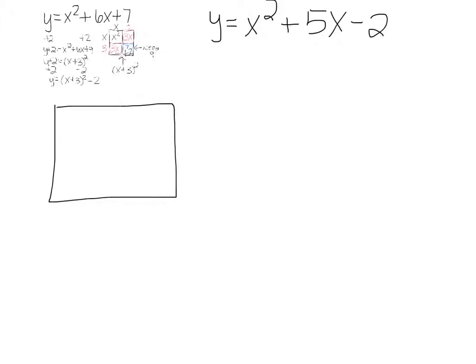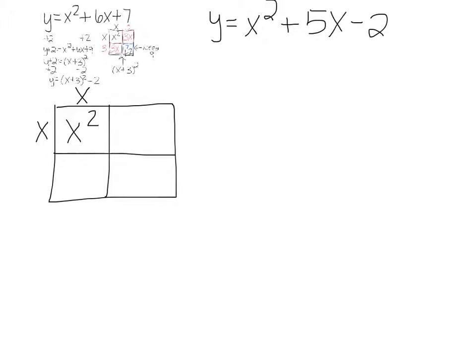This time we're going to do y is equal to x squared plus 5x minus 2. So let's go ahead and start by building the area model for this. I know the x squared is going to go in the top left corner, just like always. And it splits into x and x.